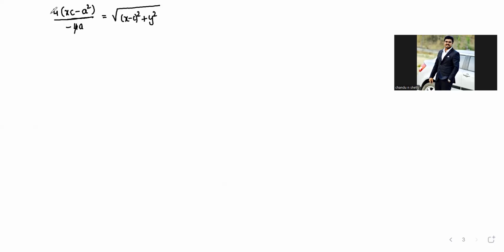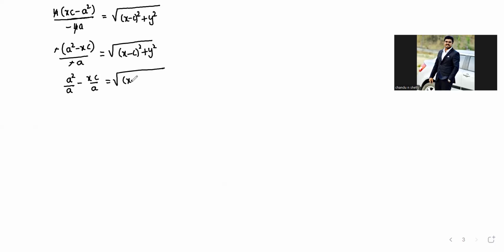The 4 we can cancel. In the numerator I'm taking a common as minus. So we get a square minus xc by minus a is equal to square root of x minus c whole square plus y square. Clear? So minus minus cancel here. We can take a square by a minus xc by a is equal to square root of x minus c whole square plus y square.